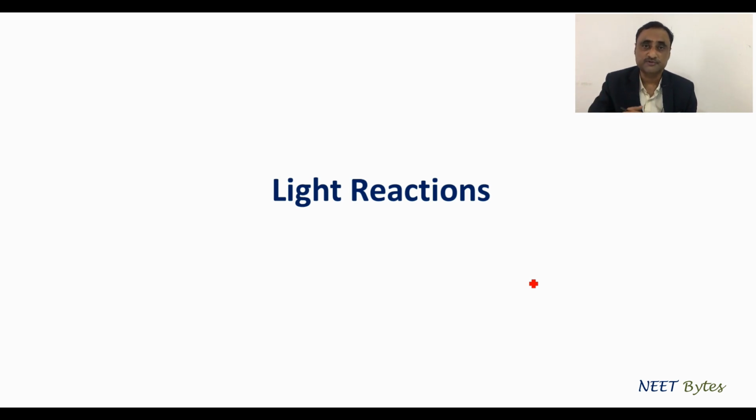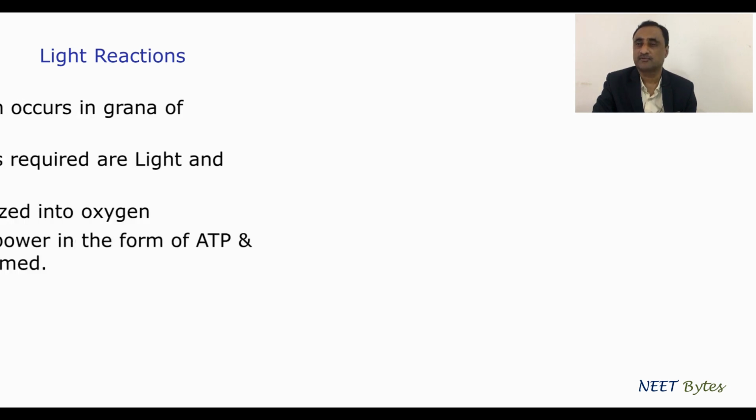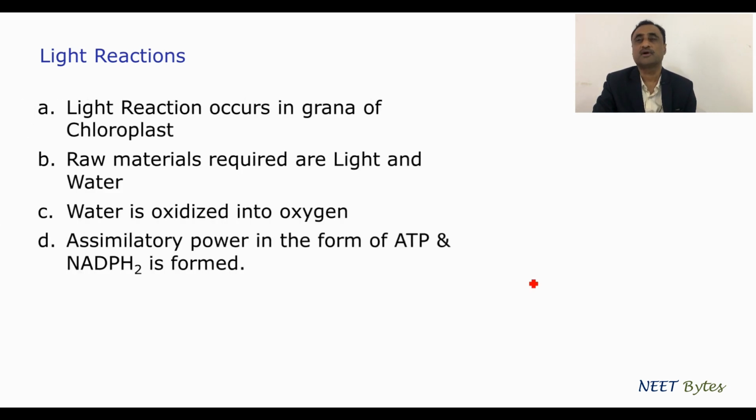This is Dr. Pankaj Kumar, your mentor, and in this session we will be talking about light reactions. We know very well that light reactions occur in the grana. The raw materials required are light as well as water. Water is oxidized into oxygen, and the assimilatory power is formed in the form of ATP and NADPH2. So we will learn how it is formed, right?